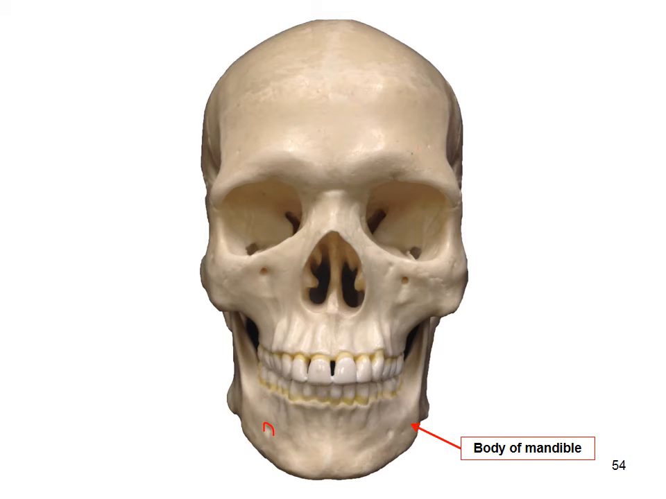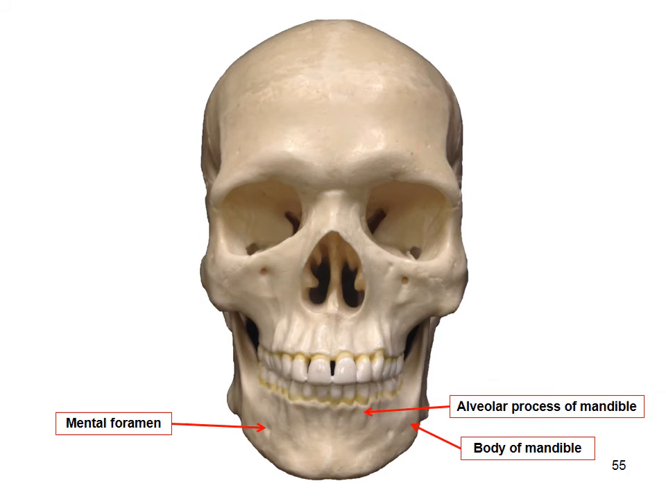We can also outline over here this little hole and this little hole over here peeking off to the side. Both of those are the right and left mental foramen. And here's the labeling just for you for spelling purposes.